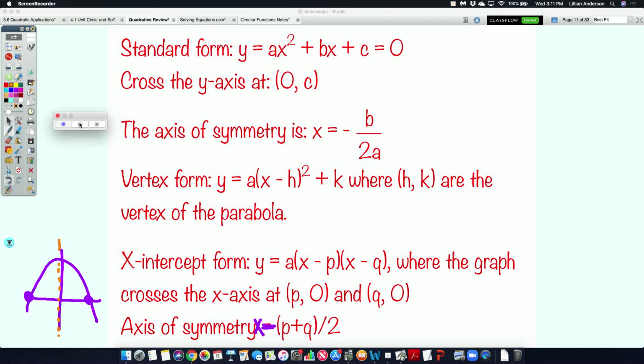And the a in each one of the forms is the same a across the board. So if you were able to write your quadratic in x-intercept form, that a would be the exact same a if you were to convert it to standard form.